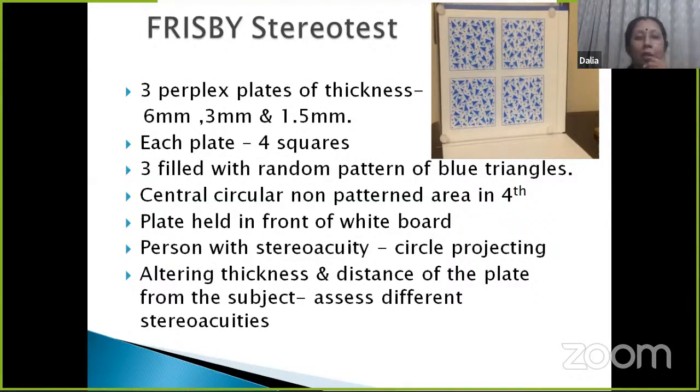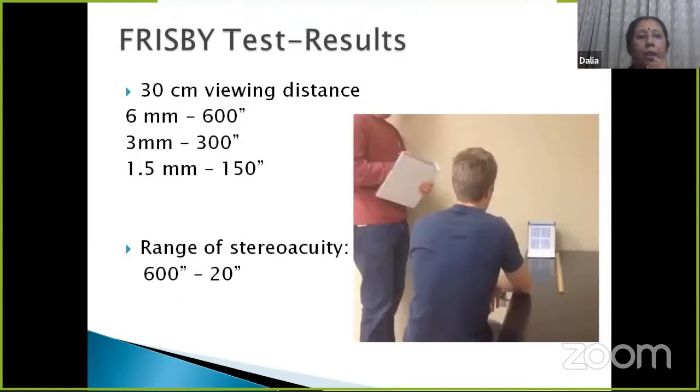The plate is held in front of the whiteboard, and the patient with stereo acuity will see the circle projecting out. Altering the thickness and distance of the plate from the subject can assess different stereo acuities. So the patient viewing it from 30 seconds, if he is viewing the 6 millimeter plate, it is 600, 3 millimeter 300, 1.5, and the range of acuity tested is from 600 to 20.